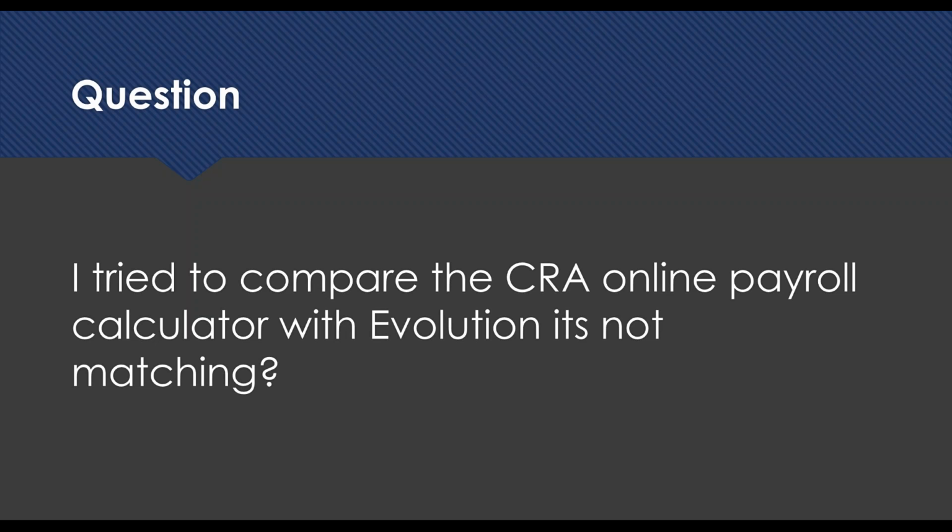So the CRA calculator works with what are called ranges. So it has TD1 ranges. If you were to look up the payroll tax tables within CRA, you would see that each amount that you are being paid as your gross pay is subject to a range. So it's about a $20 to $30 range for each one. And then they give you a tax amount for that.